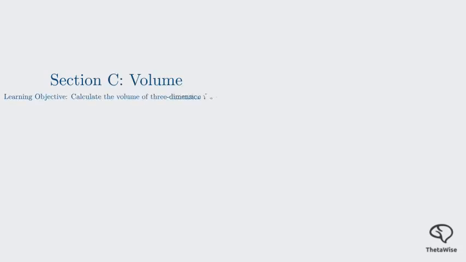Now let's continue with our lesson on measurement. We now turn to Section C. Volume. Volume is a measure of the three-dimensional space a solid object occupies. The objective is to calculate the volume of various solids, including prisms, pyramids, cones, and spheres.